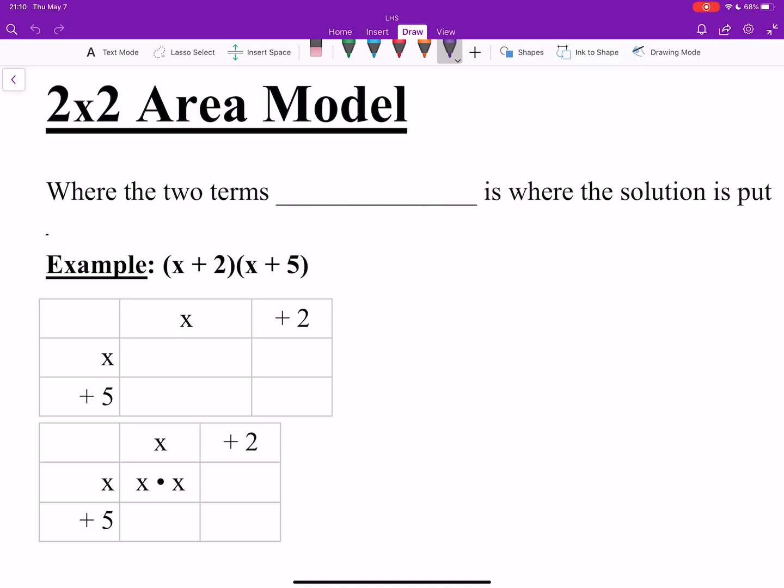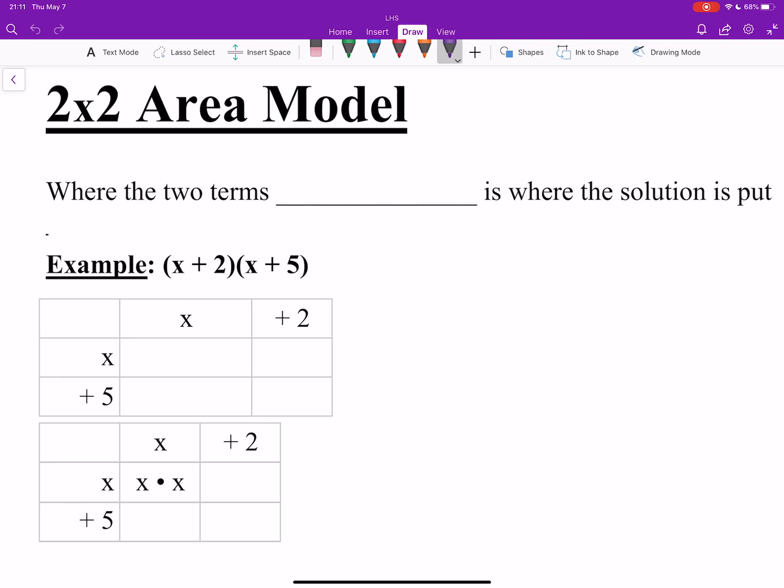In another lesson, I provided you a brief introduction in how to use an area model to multiply some numbers. And in this particular lesson, I'm going to start using variables and show you how we can use an area model to multiply polynomials, or expressions with several terms in them.